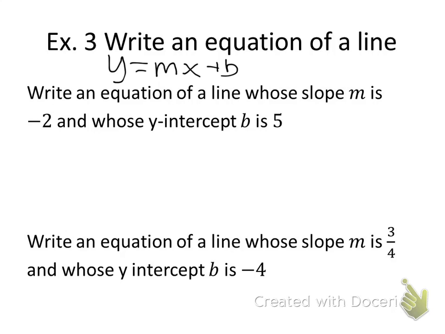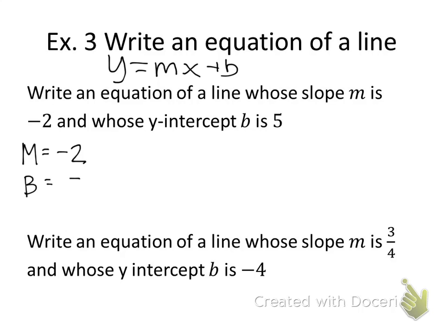Here's the best thing about these examples: in order to write an equation in slope-intercept form, there's two things I need to know. I need to know m and I need to know b. Remember, x and y in slope-intercept form always stays x and y. We're not plugging any numbers in for the final answer. We just need an m and a b. So let's read what this equation says. Write an equation of a line. Basically, that just means slope-intercept form because that equation represents a line, whose slope m is negative 2. So let's write that down. M equals negative 2. And whose y-intercept b is 5. So let's write that down.